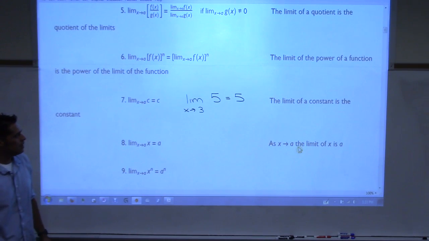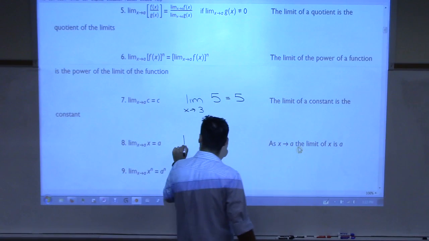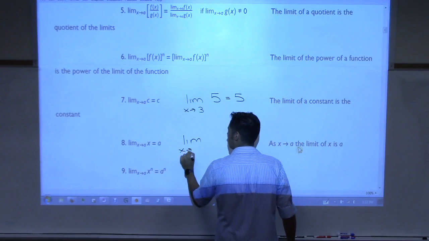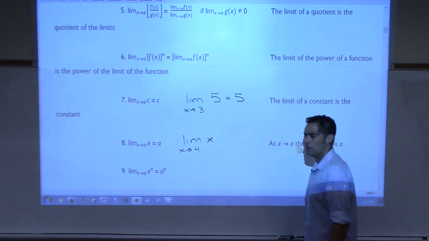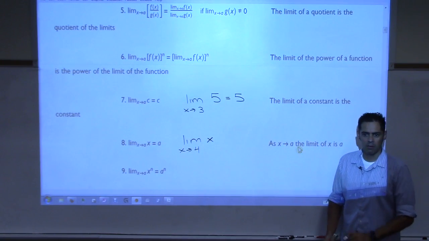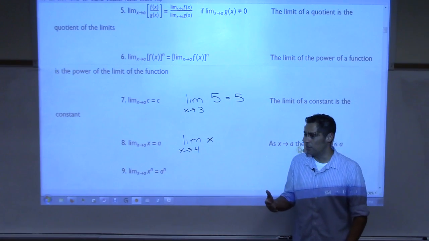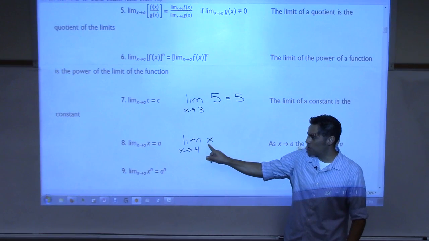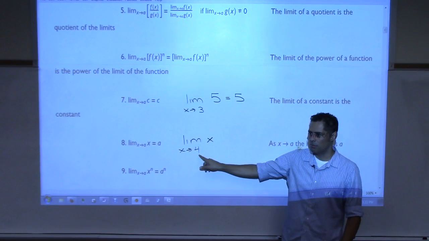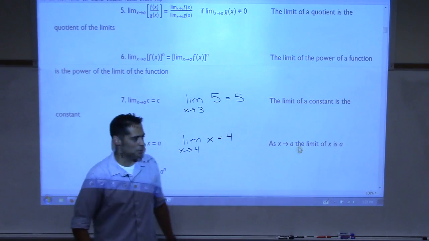That's it. Now this one says something like, what is the limit as x approaches, let's go with a different number, 4, of x? The answer should be 4. I mean, it's kind of a dumb question, but it's like, what's x going to if x is going to 4? Right? Well, it's headed to 4, right? You just told me it's headed to 4, so it's going to 4.